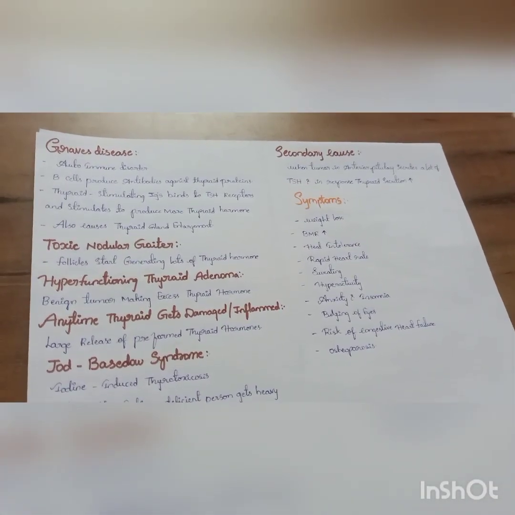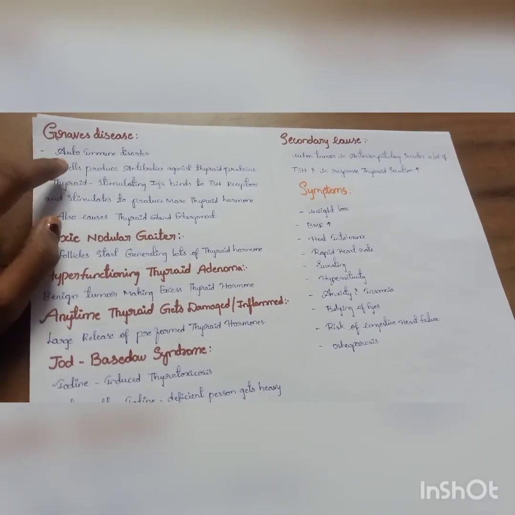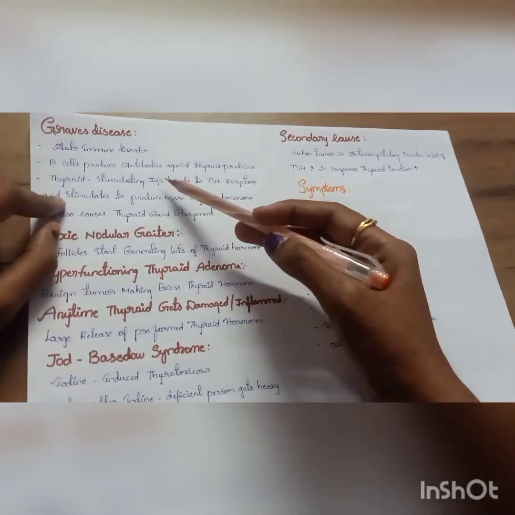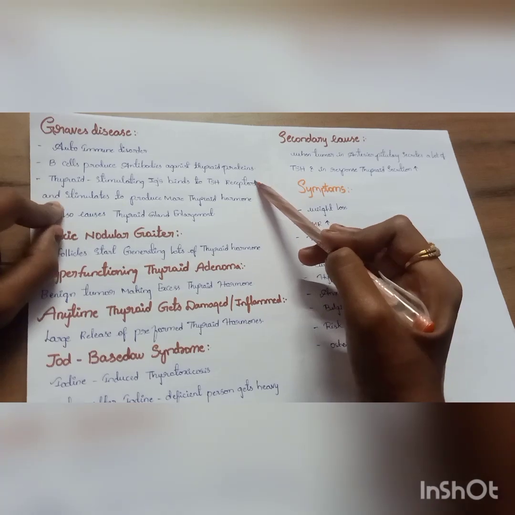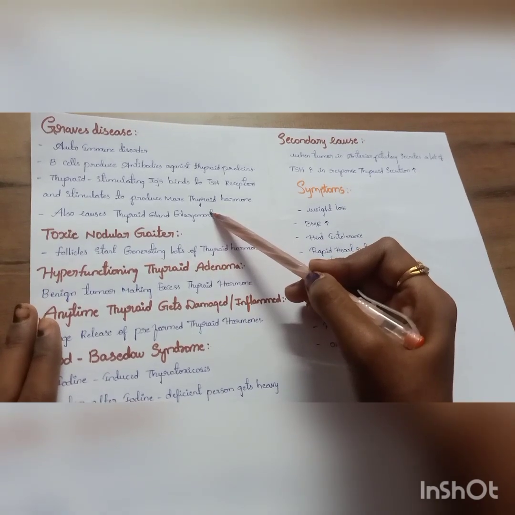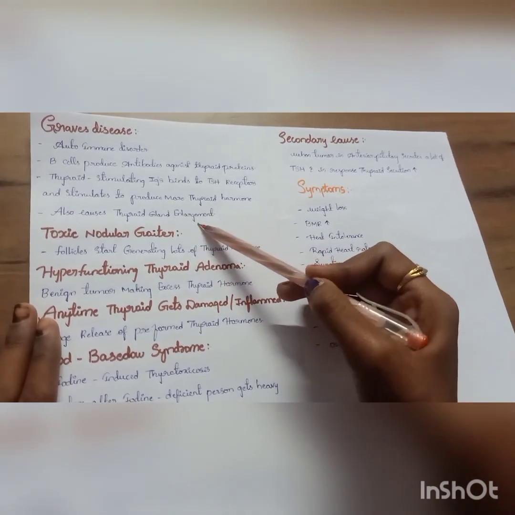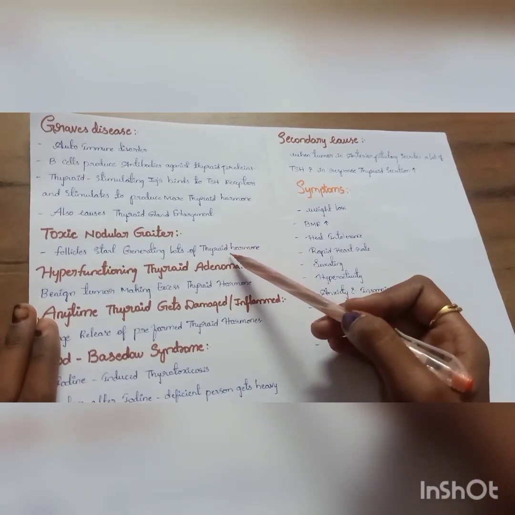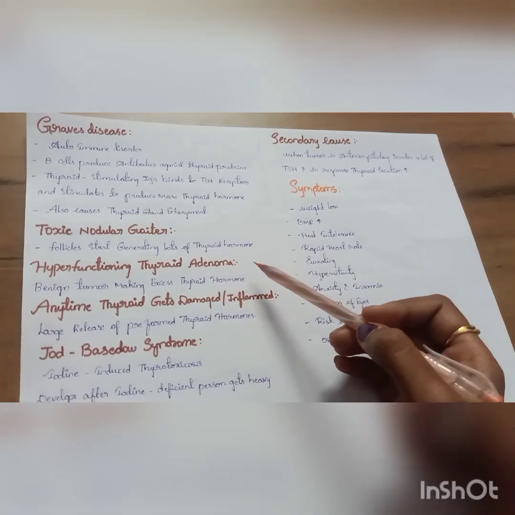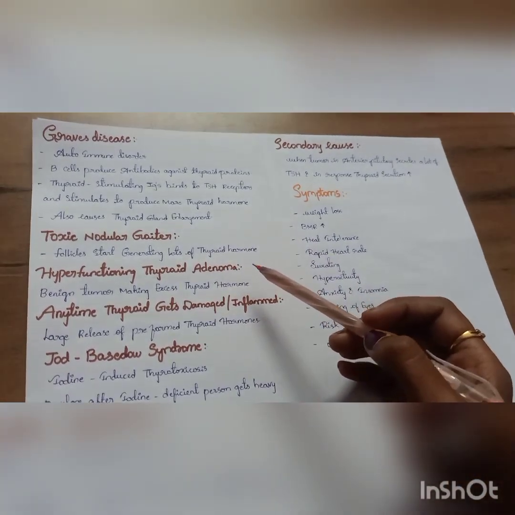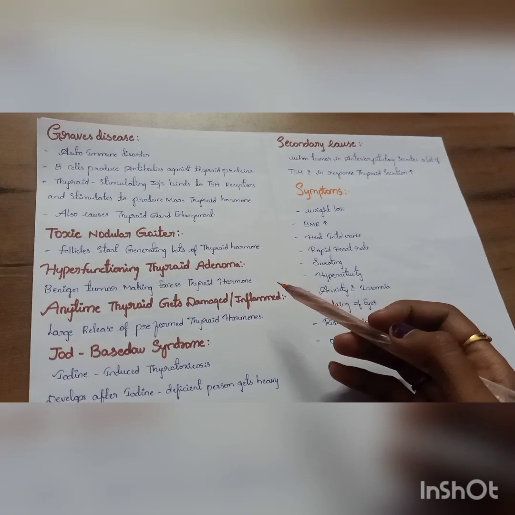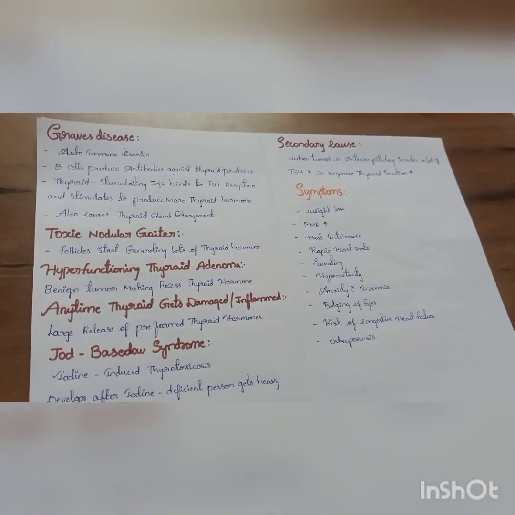So coming to Graves' disease, which is an autoimmune disorder, the B cells produce antibodies against the thyroid proteins, and the thyroid stimulating IgG binds to the TSH receptors and stimulates them to produce more thyroid hormone, which also causes thyroid gland enlargement. And the next cause is toxic nodular goiter, where the follicles start generating lots of thyroid hormone. Hyperfunctioning thyroid adenoma is a benign tumor making excess thyroid hormone. And anytime the thyroid gets damaged or inflamed, there is a large release of preformed thyroid hormones.